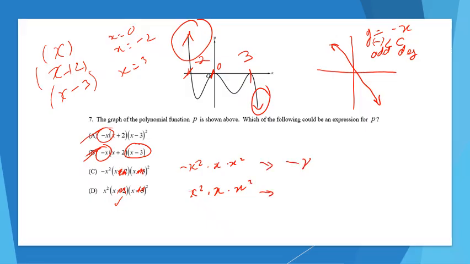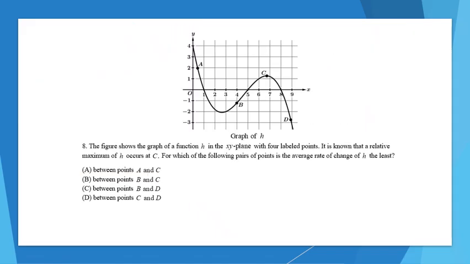So this should be -x to the fifth, and this should be +x to the fifth. We want a negative leading coefficient to mimic this end behavior, so C should be our answer there. Number 8, the figure shows a graph of function h with 4 labeled points. It is known that a relative maximum occurs at C. Where is the average rate of change the least?